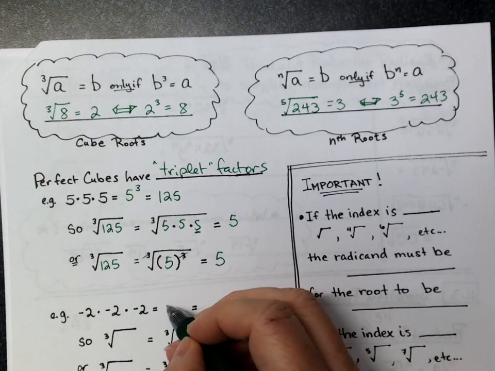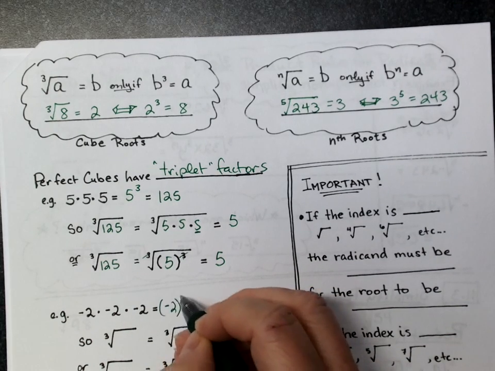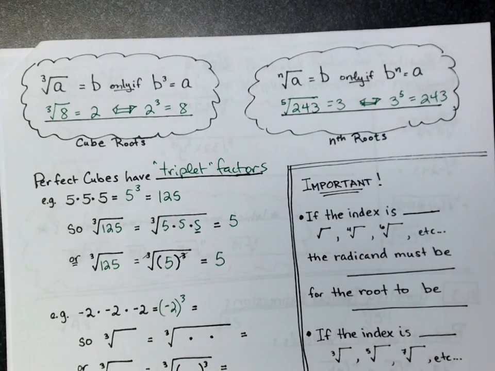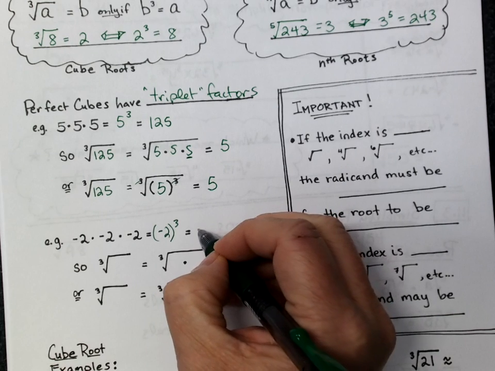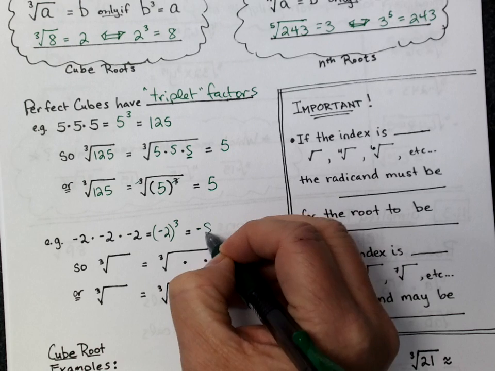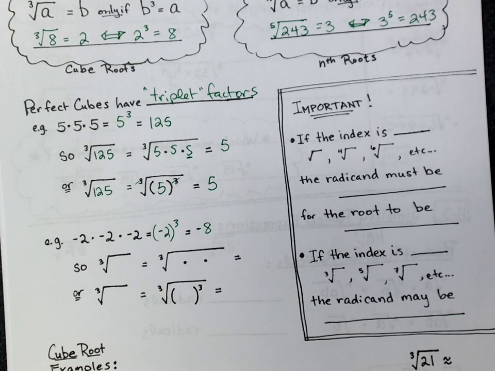So this means negative 2, put it in parentheses, cubed. It doesn't actually change the answer when your exponent is odd, but be consistent about bases. And that equals negative 8. 2 times 2 times 2 is 8. Negative 2 times negative 2 times negative 2 is negative 8.